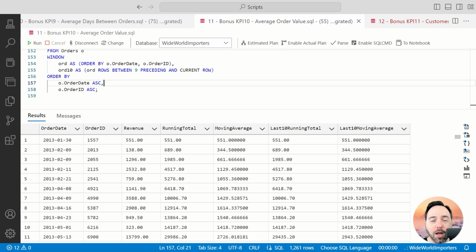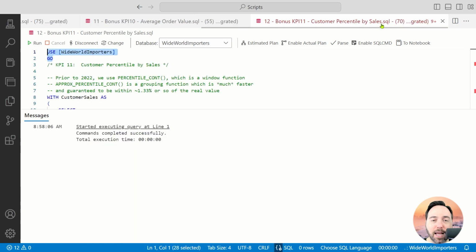And while I'm going on about great things in SQL Server 2022, let me bring up one more of them with our final metric, customer percentiles by sales. Prior to SQL Server 2022, we had a window function called percentile_cont, which generates a continuous percentile. For example, you could generate the 50th percentile, which is the median. You could also generate arbitrary percentiles like 75th, 90th, 95th, or 99th percentiles.